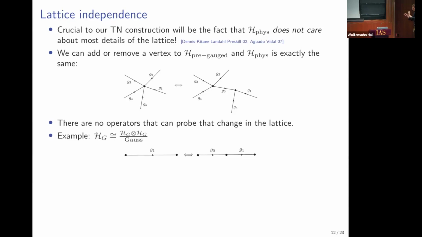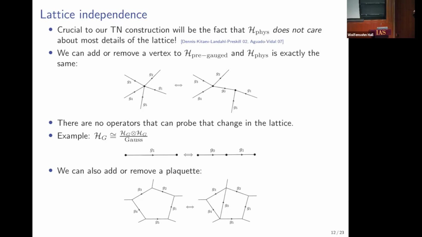So for example, let's say you just had one link. It has a Hilbert space H_G. This is completely isomorphic to having two links connected at one vertex, and at that vertex you're satisfying Gauss. So let's say there's no matter at this vertex. So these two Hilbert spaces are isomorphic. And this is the generalized statement of that.